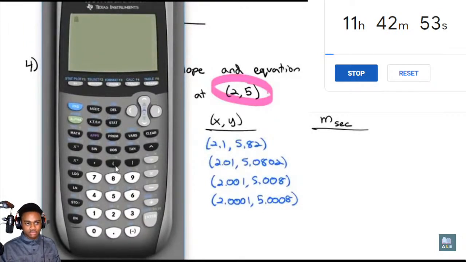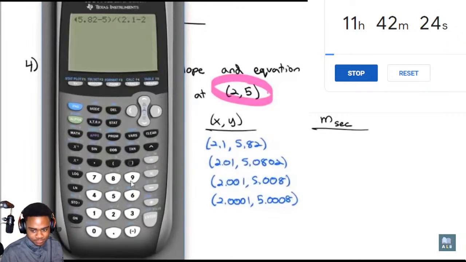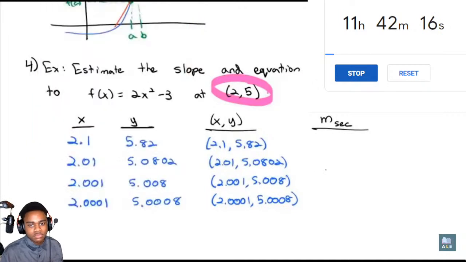And then we're just going to type in our slope formula, where the numerator and denominator need to be in parentheses. So the y2 we calculated from the first point was 5.82 minus the y1 was 5, because we always go back to the original point. Divided by the x1 from the point we found, the 2.1. Whoops, need to put it in parentheses. 2.1 minus the 2. Close the parentheses, and when we hit enter, we find our slope right now is 8.2. So let's go ahead and record that. Our slope right now is 8.2.